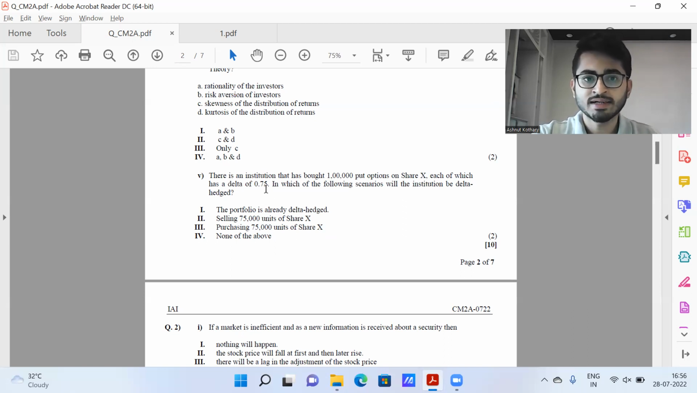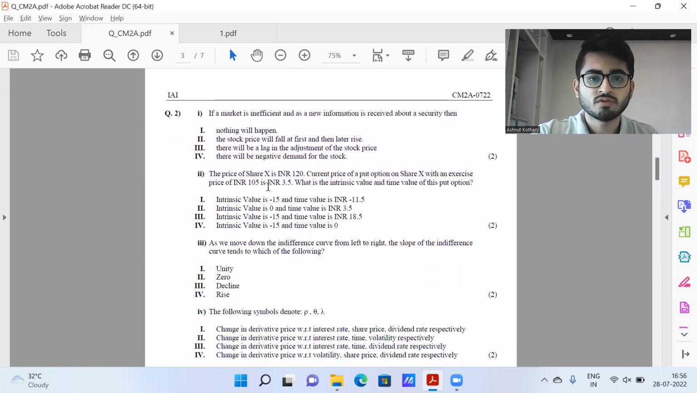Else if you take 0.75, it would come as option number 2. So it depends how IAI approaches this. Ideally, it's an error in the question because it should be minus 0.75. So at least for me, the more logical thing would be that students should be able to identify. But nonetheless, given that it's an error from IAI, students might get marks for option two as well if they work assuming delta of put option to be 0.75 itself.